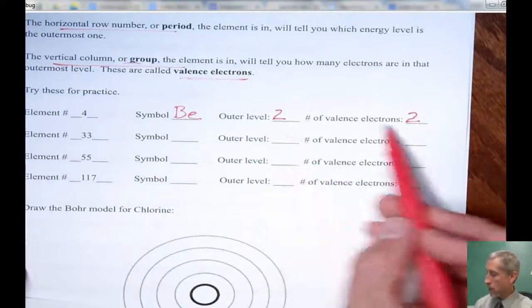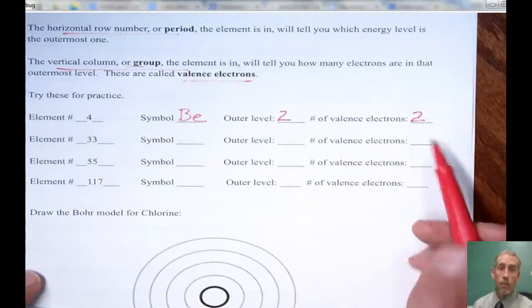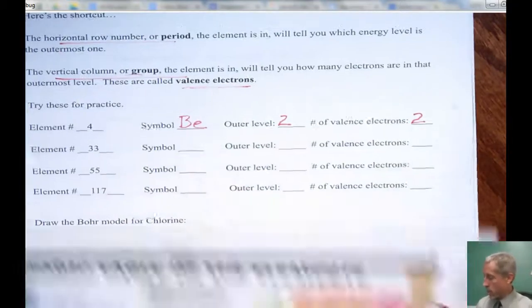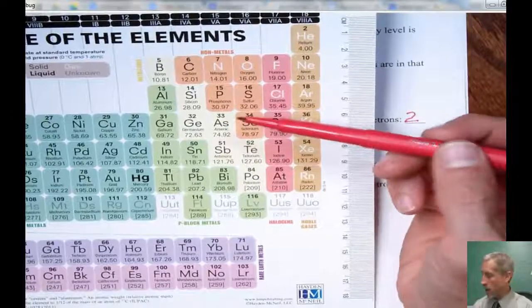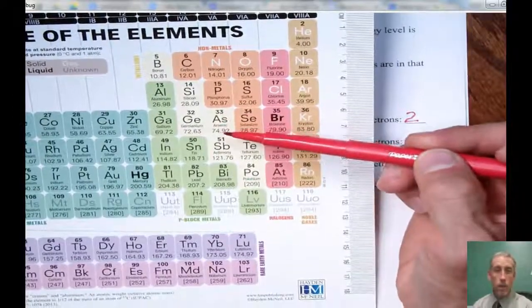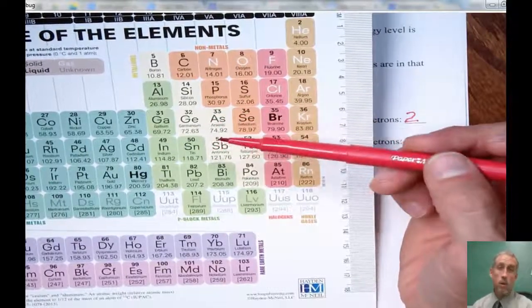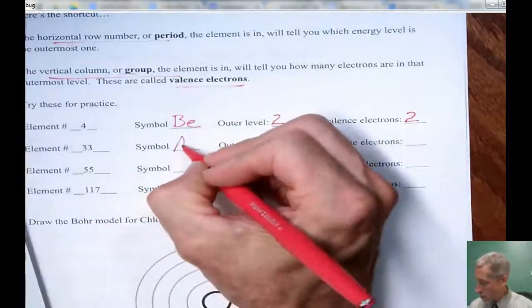So this just happens to be a case where the outer energy level and the number of electrons happen to be the same. That doesn't have to be the case, though. Let's look at element 33. Find it on the periodic table. I'm getting a little bit of a glare from my light here, but I'll hold it so you can see it. Element 33 is arsenic. You may have heard of arsenic before. It actually can be used as a poison. Its symbol is As, lowercase second letter.